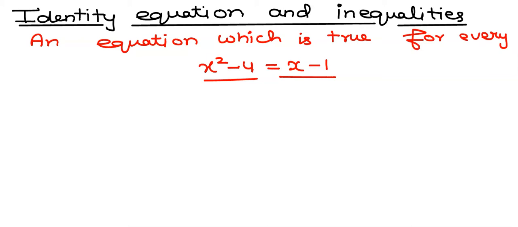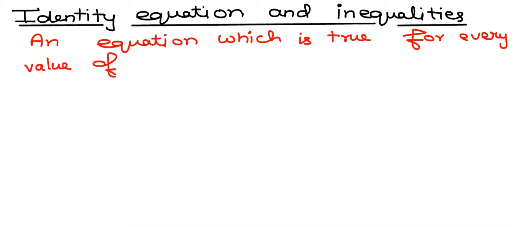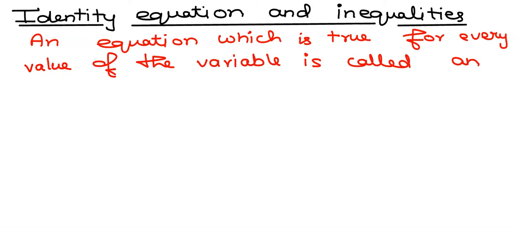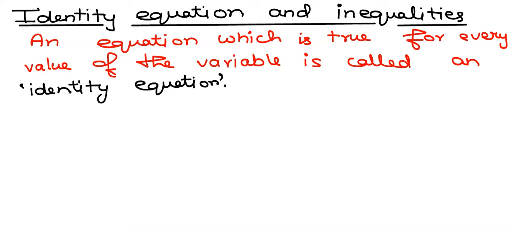An equation which is true for every value of the variable is called an identity. Okay, so that is an identity, and we call it an identity equation because that is also an equation, but we call it not only an equation, we call it an identity equation, which is true for any value of the variable.